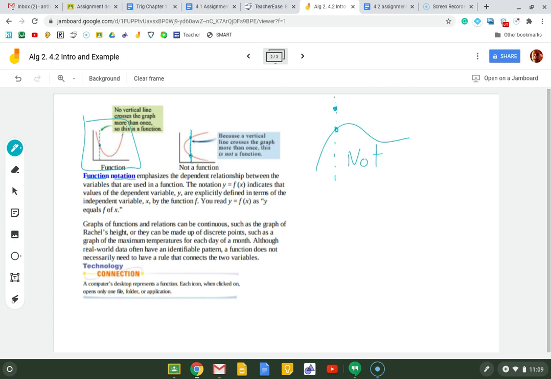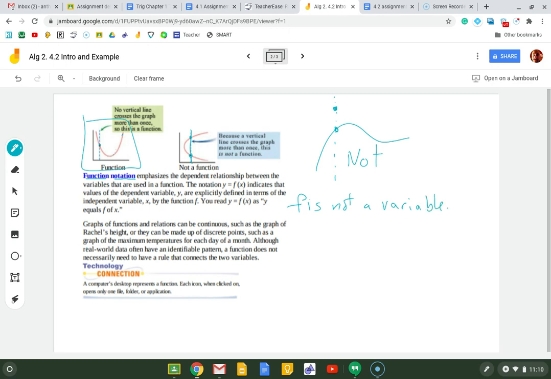All right, so function notation emphasizes the dependent relationship between the variables that are used in a function. The notation y equals f of x indicates the values of the dependent variable y are explicitly defined in terms of the independent variable x by the function f. You read y equals f of x as y equals f of x, right? When I say it, it's kind of the same thing. But f is not a variable.